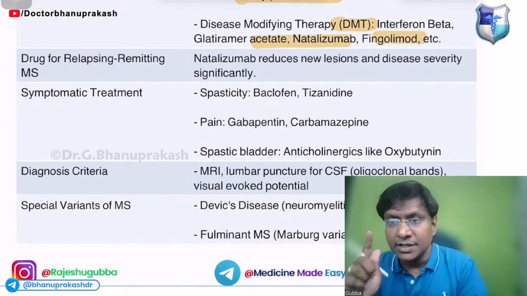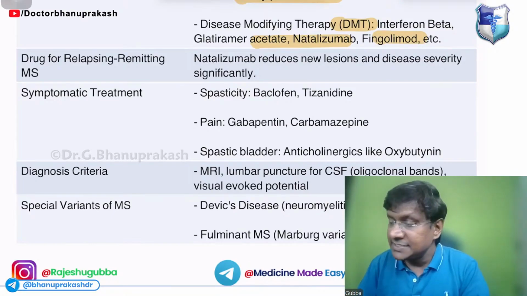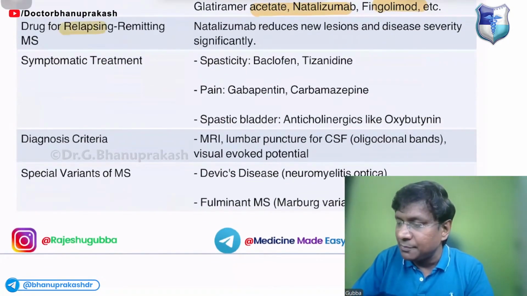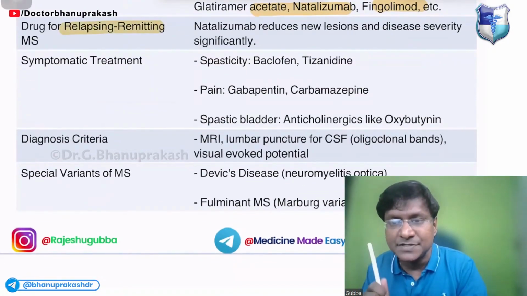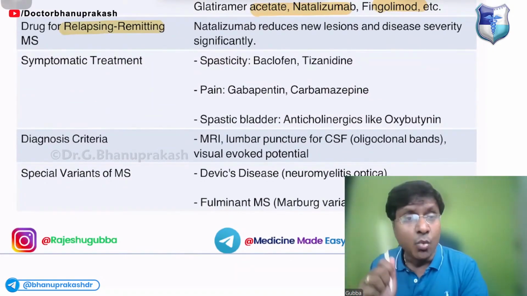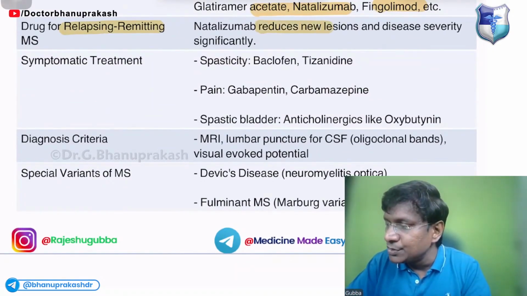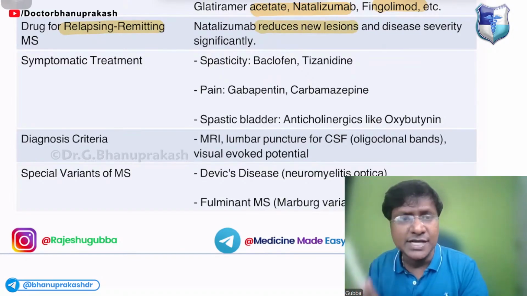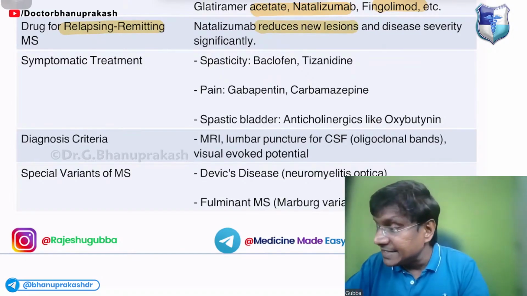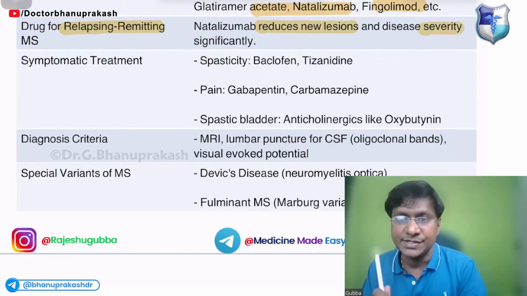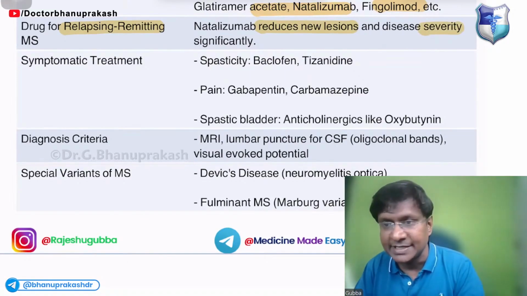Very important question related to natalizumab. This particular drug is very important and is given in case of relapsing remitting type of multiple sclerosis. What will it do? It will reduce the development of new lesions, and it will also decrease the severity of the disease. That is the effect of natalizumab.